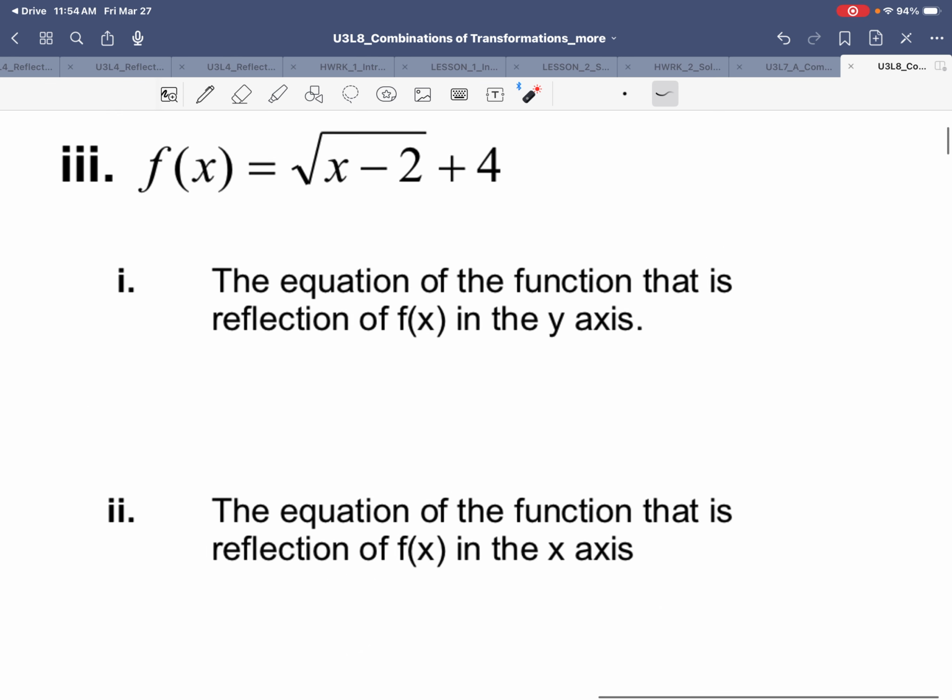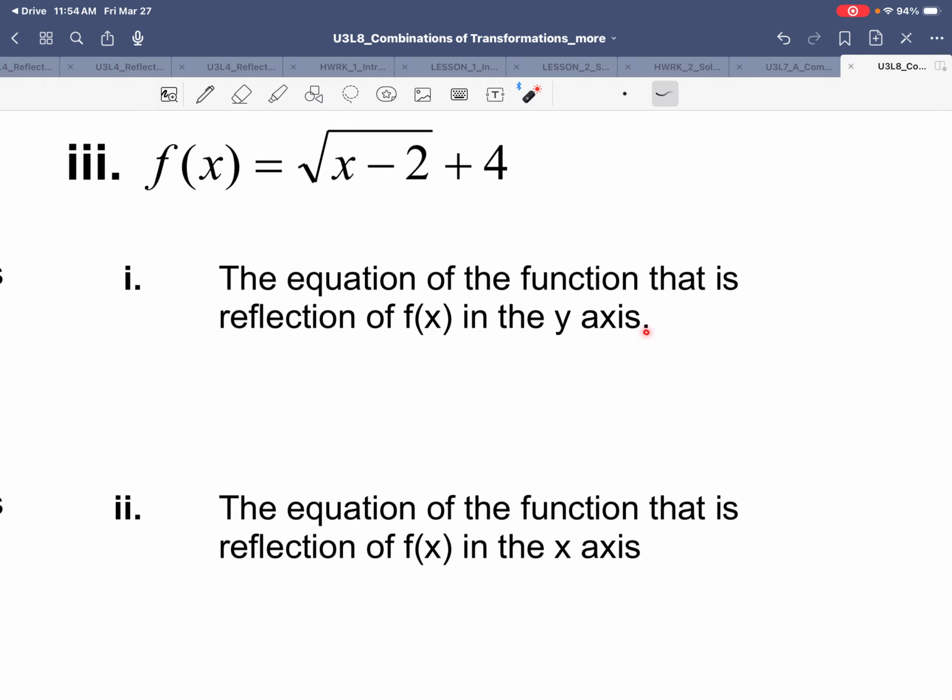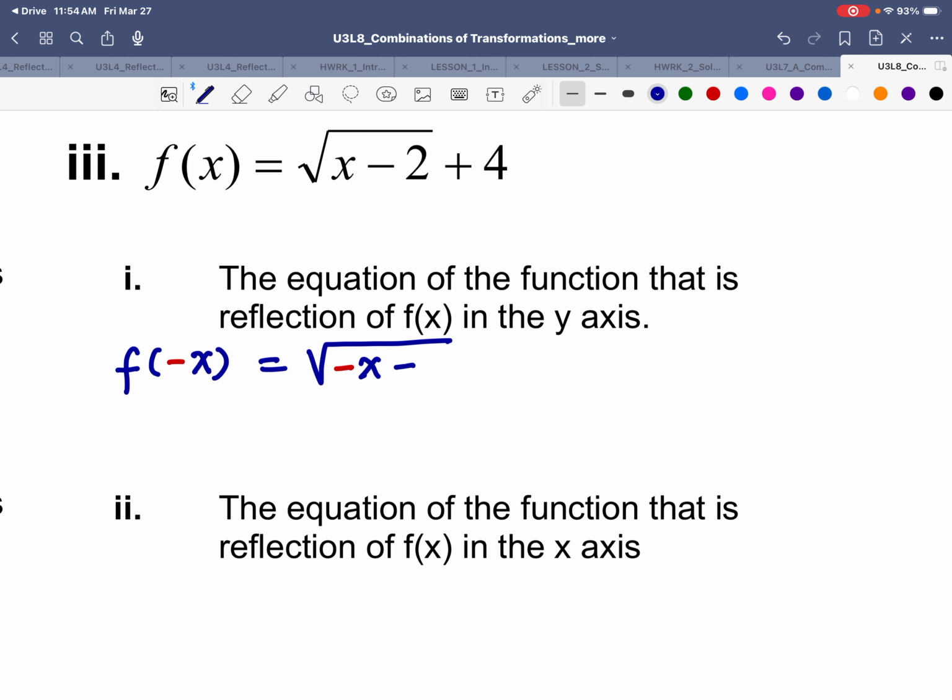So first, we're finding the equation of the function that is reflection in the y-axis, which means that we're finding f of negative x. So instead of x, now we're going to write negative x wherever x appears in the right side of the equation. So now we have the square root of negative x minus 2 plus 4. If you want to write this with a factored coefficient k, which is what we normally do before graphing a function, then we can take that out and we'll have negative 1 times x plus 2, and then plus 4.